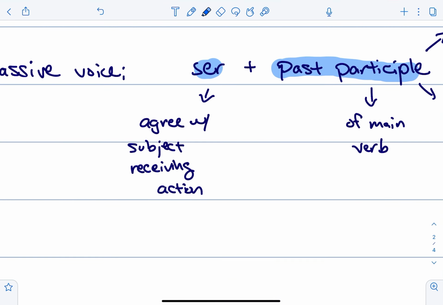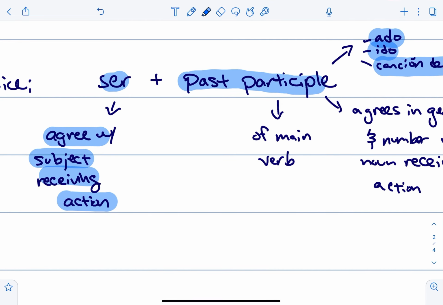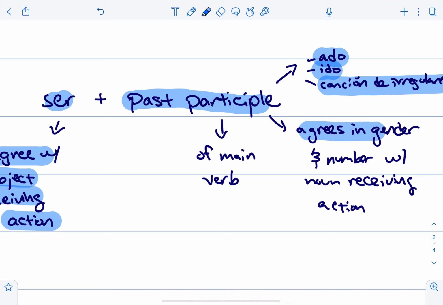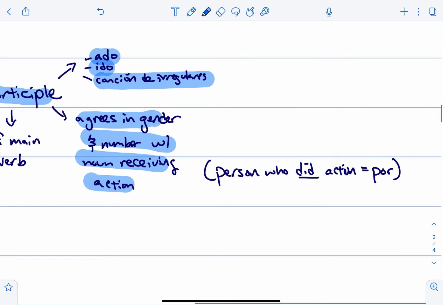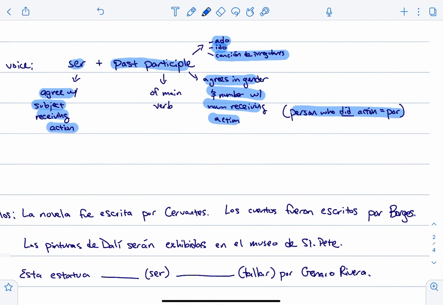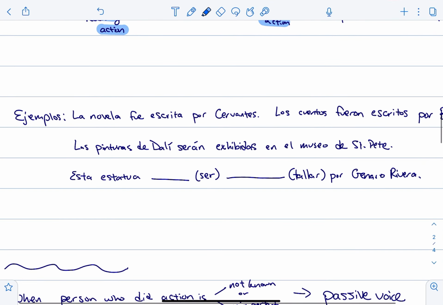So we conjugate ser to agree with the subject receiving the action. We make sure that our past participle agrees in gender and number with the noun receiving the action. And then we make sure that we have the person who did the action expressed with the preposition por. Here's some examples.